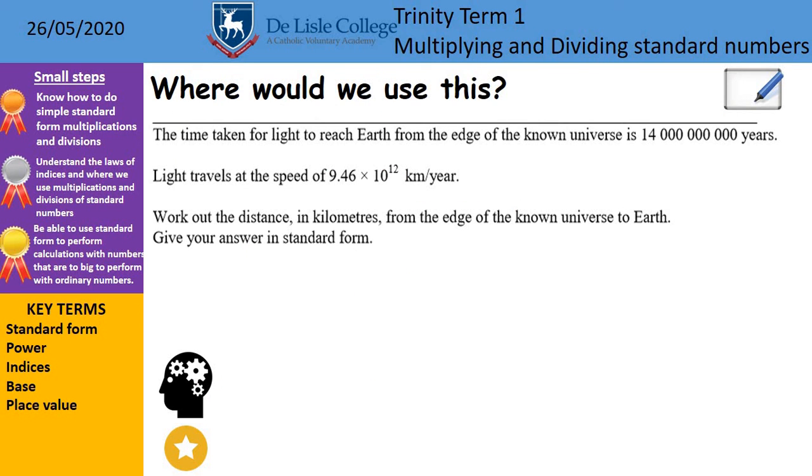The time taken for light to reach the Earth from the edge of the known universe is 14 and 9 zeros. Light travels at a speed of 9.46 times 10 to the 12 kilometers per year. Can we work out the distance in kilometers from the edge of the known universe to Earth and give an answer in standard form? So I'd like you to pause the video and have a go at the question.